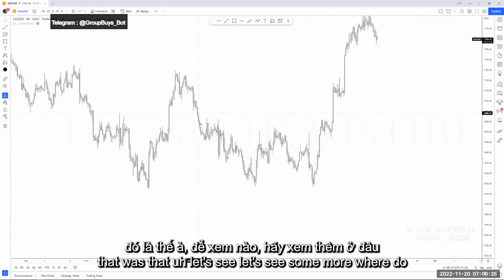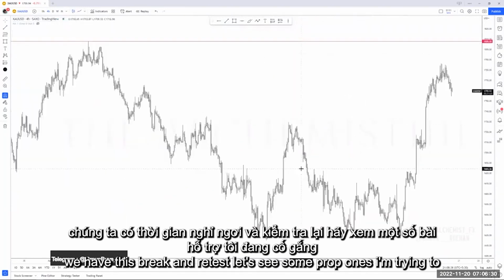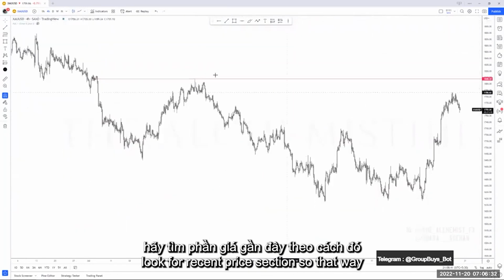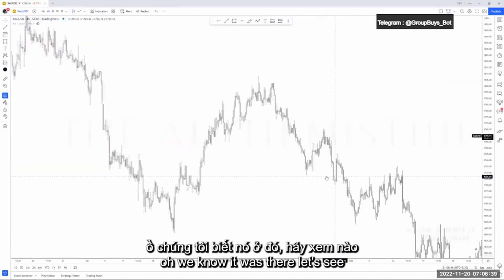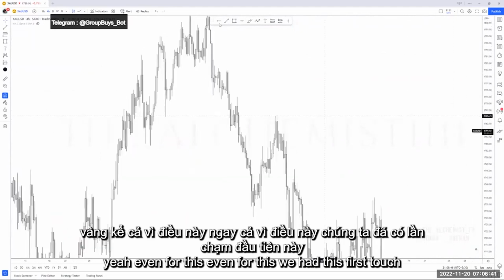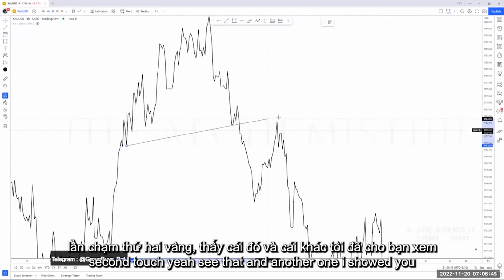Let's see some more. Where do we have this break and retest? Let's see some proper ones. I'm trying to look for recent price action. Oh, we know it was there. Let's see. Even for this, we had this. First touch, second touch.